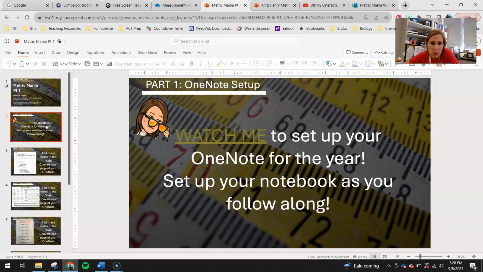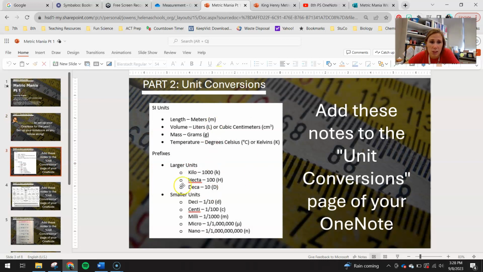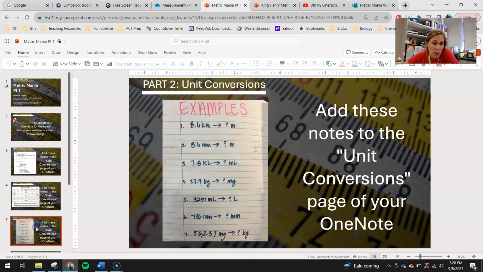First thing you're going to do is go to slide 2 and open up this video. Obviously, you're going to need to pause the main video that I'm talking on right now. Watch this video; it's going to help walk you through setting up your notebook. Then you'll add the notes on slides 3, 4, and 5. So go ahead, pause this video, watch the video on slide 2, and add the notes on slides 3, 4, and 5.